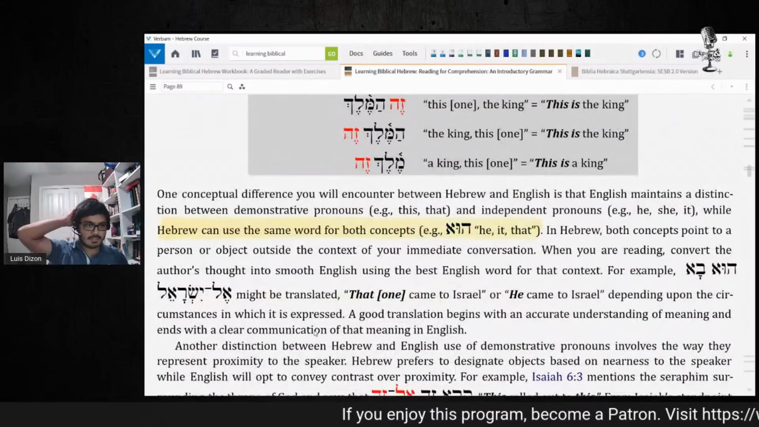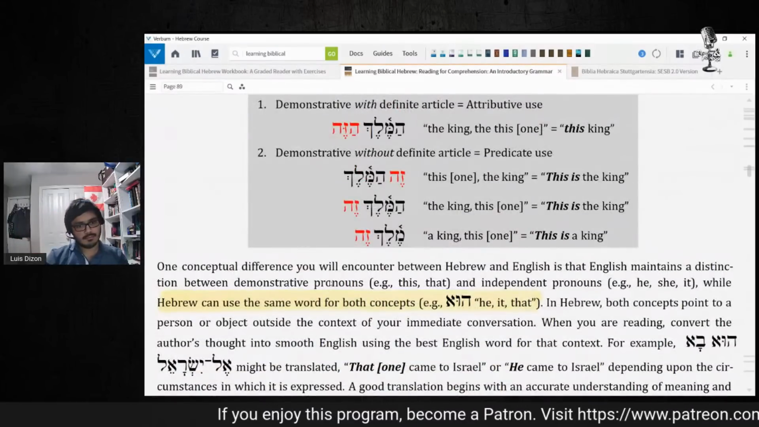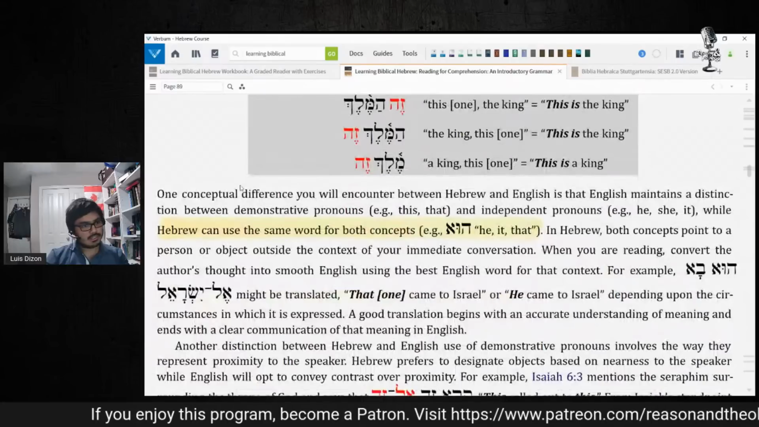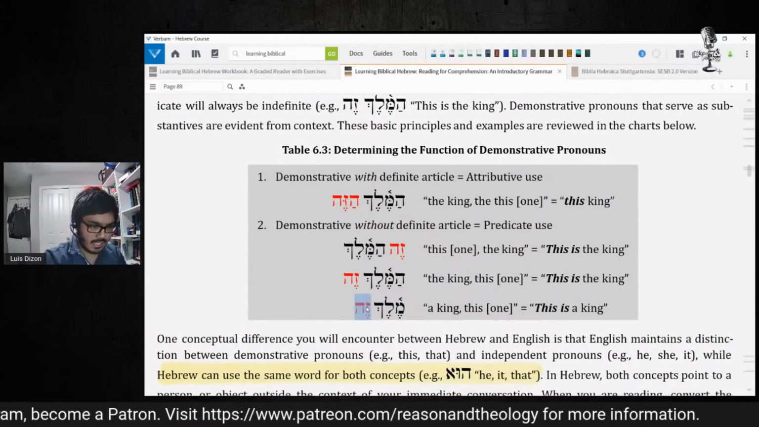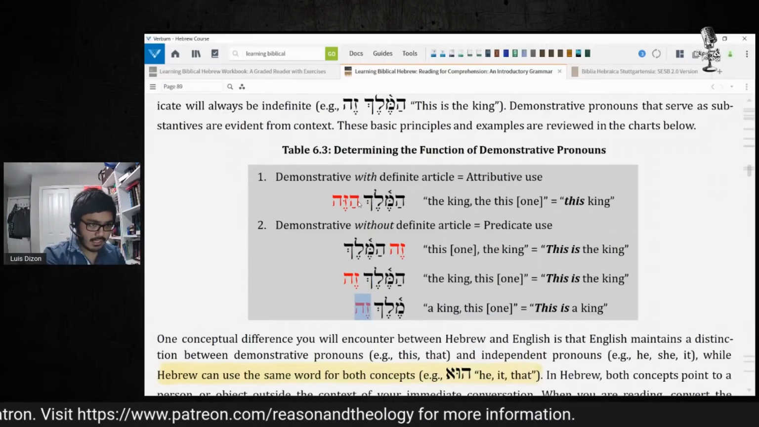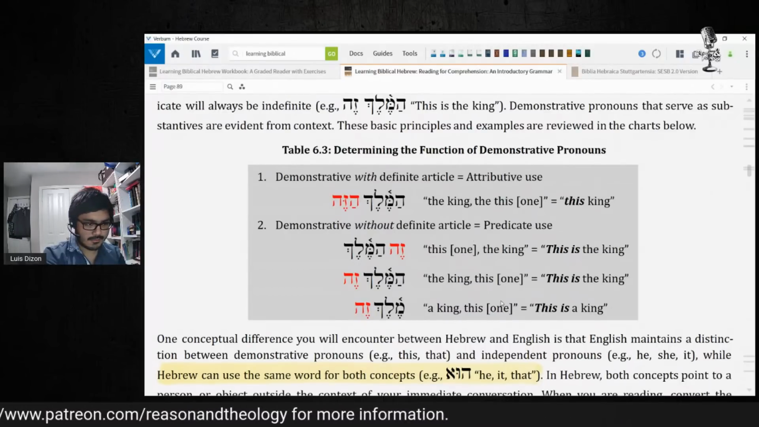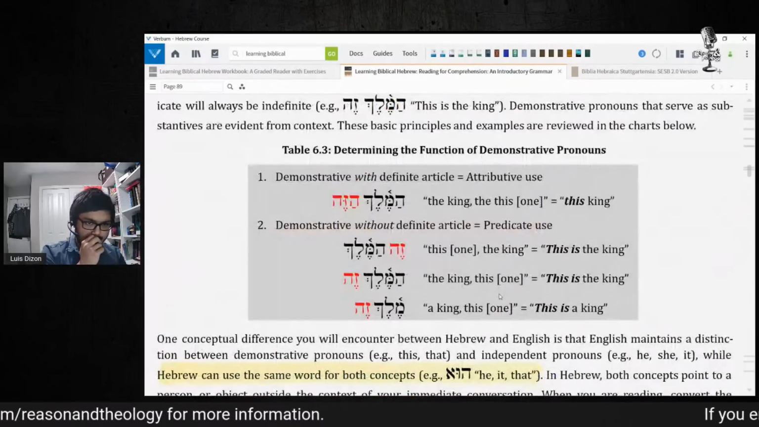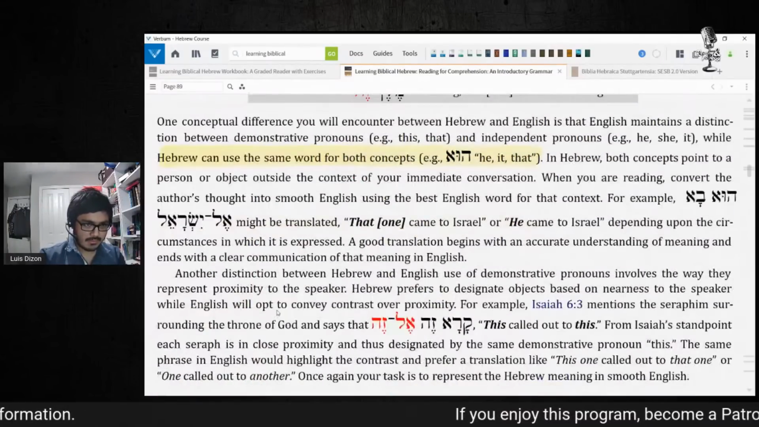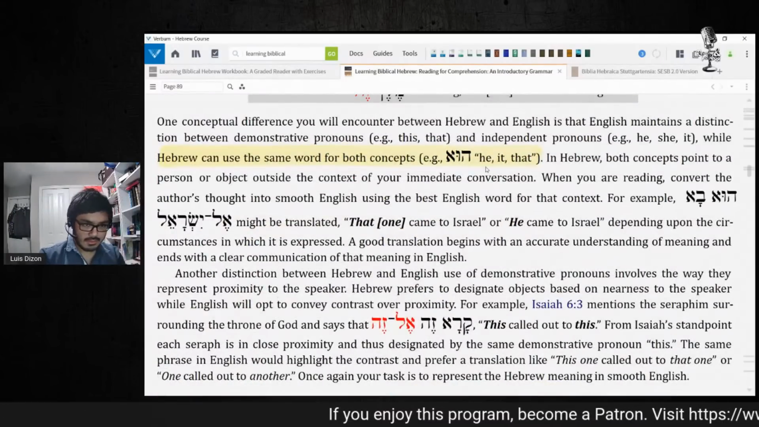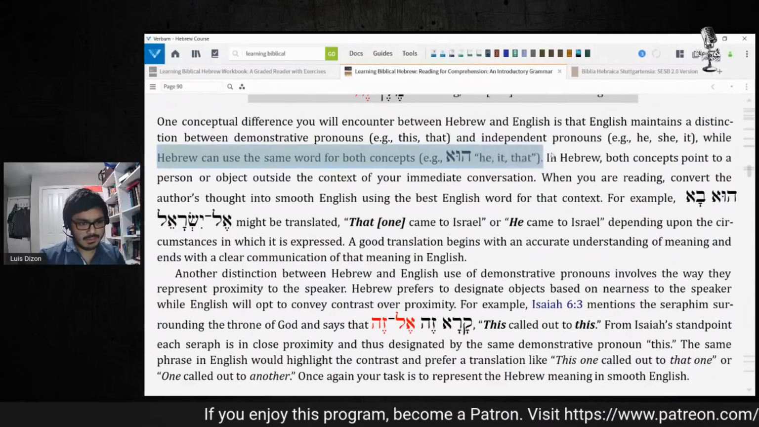So actually, without the definite article, it will always be predicate, because it wouldn't make sense to say this king without the definite article. This is the rule that I just explained.